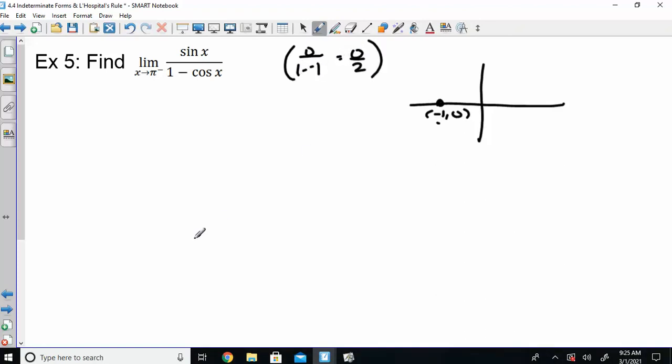Can I do L'Hopital's? Do I need to do L'Hopital's? No. 0 over 2 is 0. So don't use L'Hopital's if you don't have to. Okay. Any questions for me?